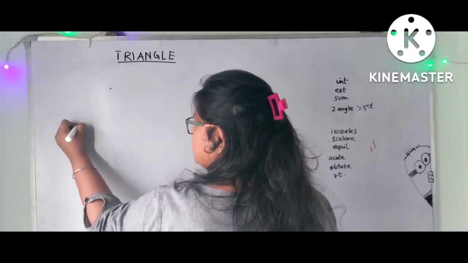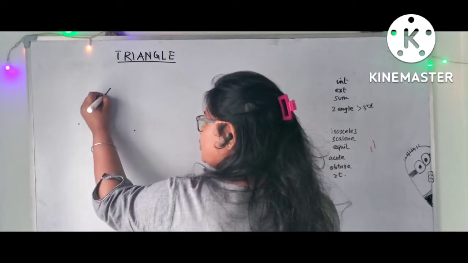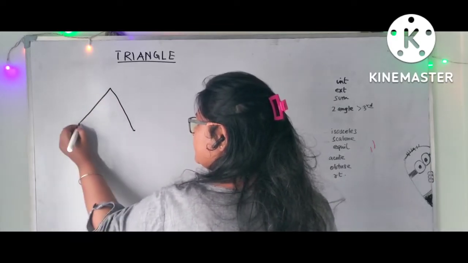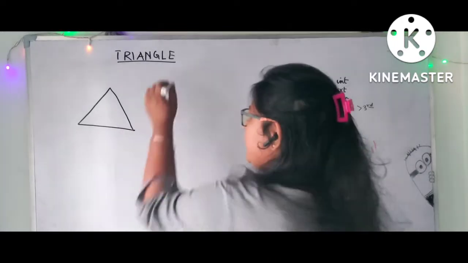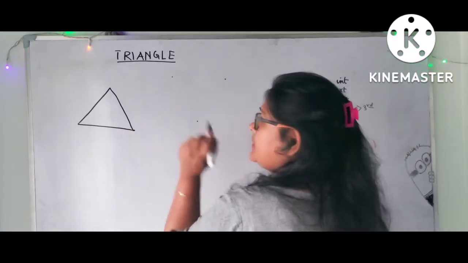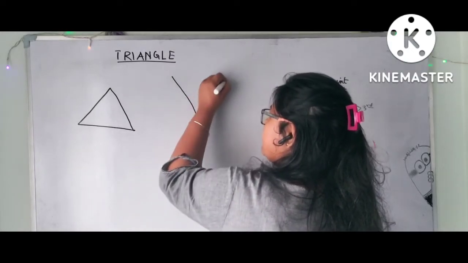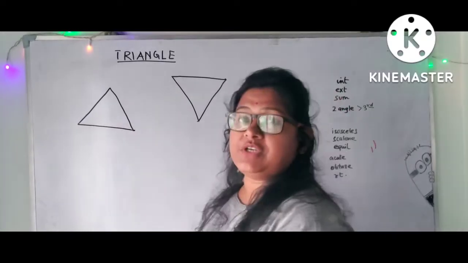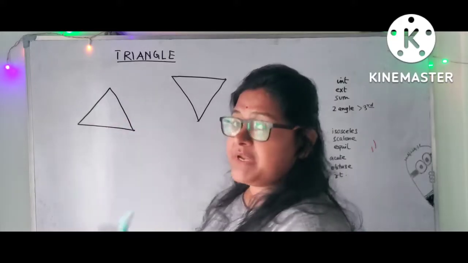When three dots, any three dots in space, if you join them together, if you connect them together, they will form a triangle. Any three dots, anywhere, if you just make three dots, it will form a triangle. The shape which is formed is actually a triangle.